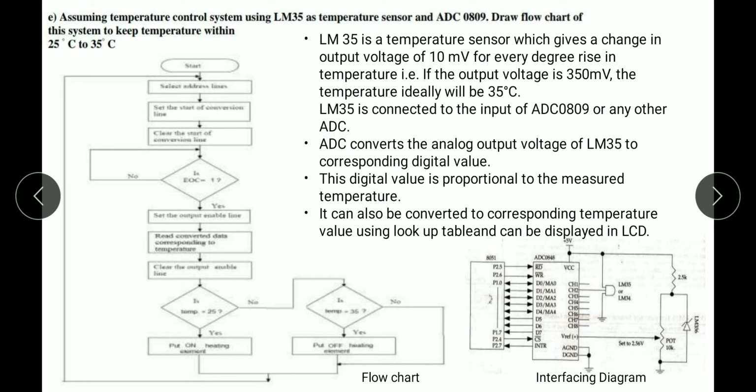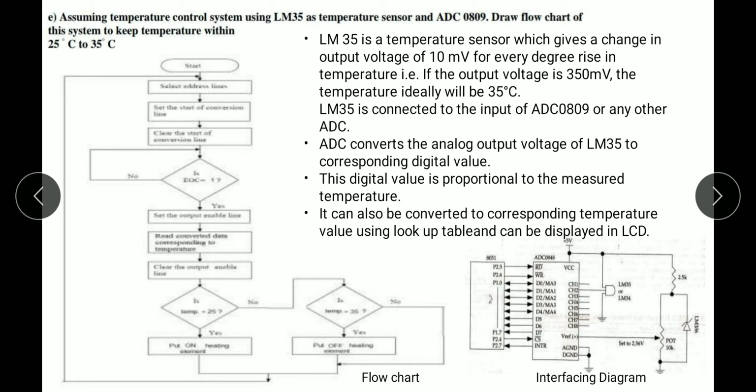If the EOC is equal to 1, yes, then we have to set the output enable; if no, then the program returns to that point again. After that read the converted data corresponding to the temperature. After that clear the output enable line.